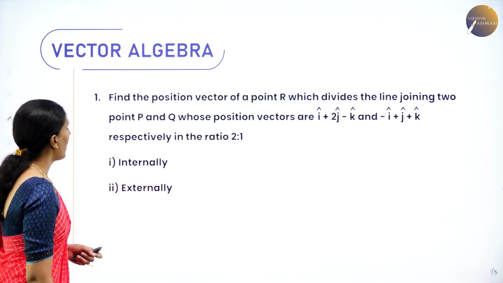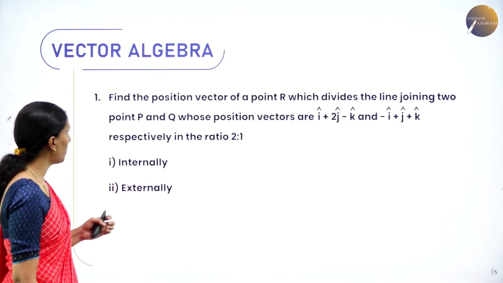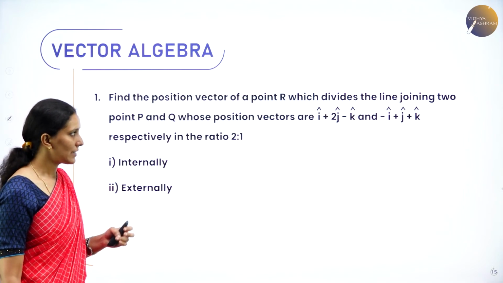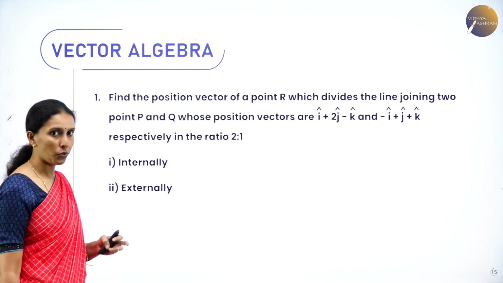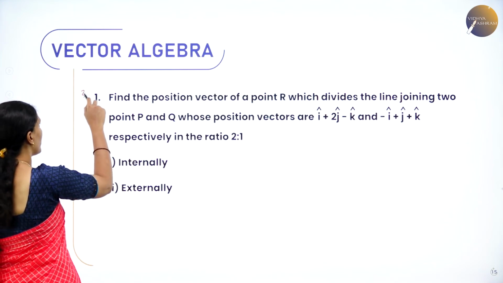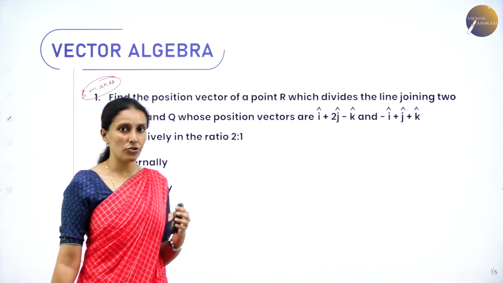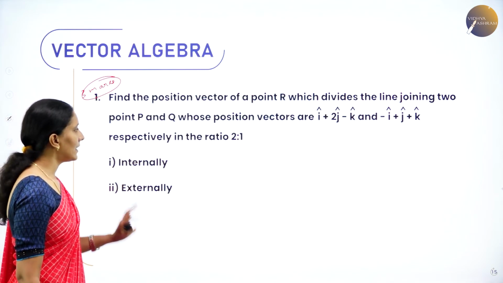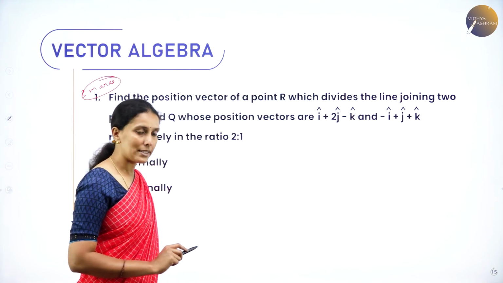Next question. Find the position vector of a point R which divides the line joining 2 points P and Q, whose position vectors are i plus 2j minus k and minus i plus j plus k respectively, in the ratio 2:1 internally and externally. So this is also a 3-mark question. For the examination, if there is no derivation of the section formula, you can expect a question from the section formula for 3 marks. Now internally means the formula is (mb plus na) divided by (m plus n).